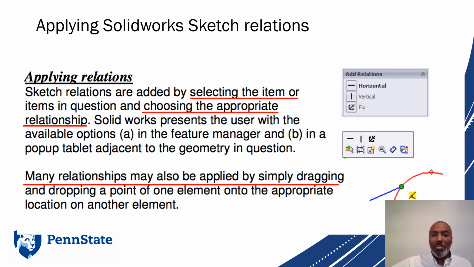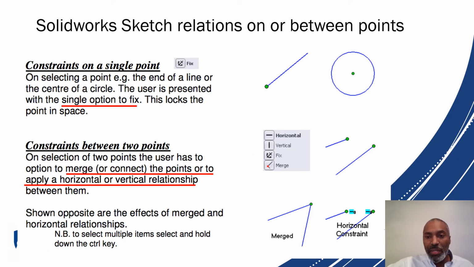Many relationships can also be applied by simply dragging and dropping a point of one element onto the appropriate location of another element. So relationships on a point are probably the most basic thing that we can state within our relations in SolidWorks. On a single point, you essentially just have the option to fix that point in space, which means it's not going to move. Between two points, we can either merge them or apply a horizontal or vertical relationship to set how they're related to each other. Here on the bottom, we're showing what happens if we merge them. They collapse to a single point. Or if there's a horizontal relationship, then they're on the same horizontal plane.